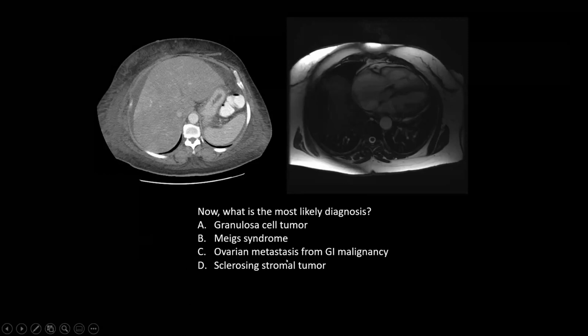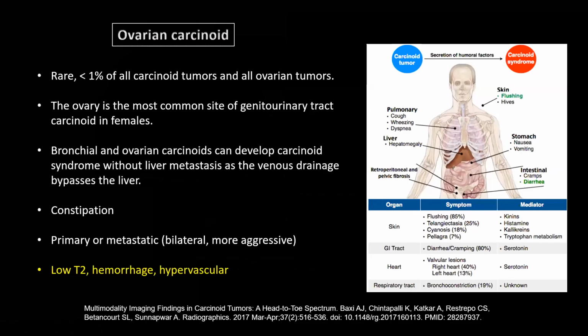We can go with this one. It's maybe a primary carcinoid tumor of the small bowel with ovarian metastasis. However, our case was a primary carcinoid tumor. They represent less than 1% of all ovarian and all carcinoid tumors. However, they are the most likely involved sites in the GU tract in females.